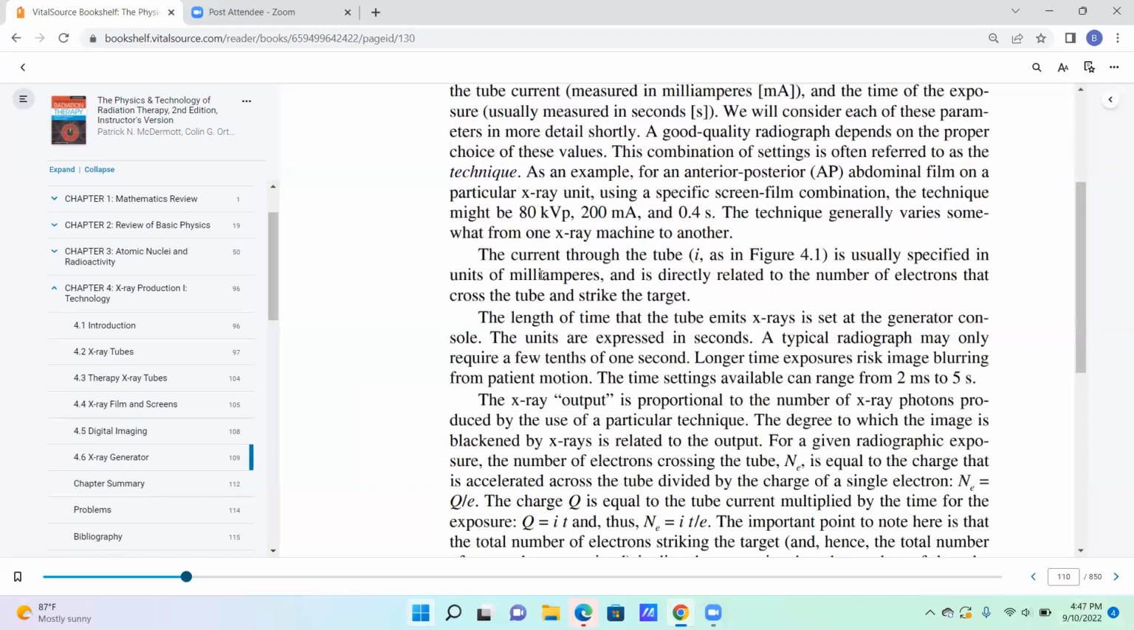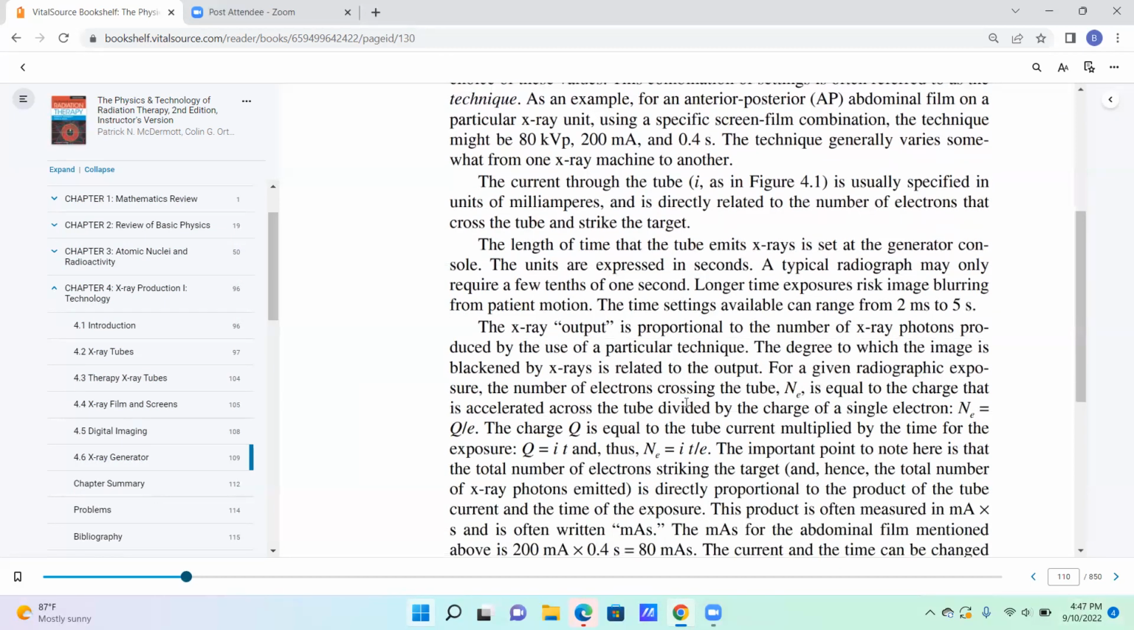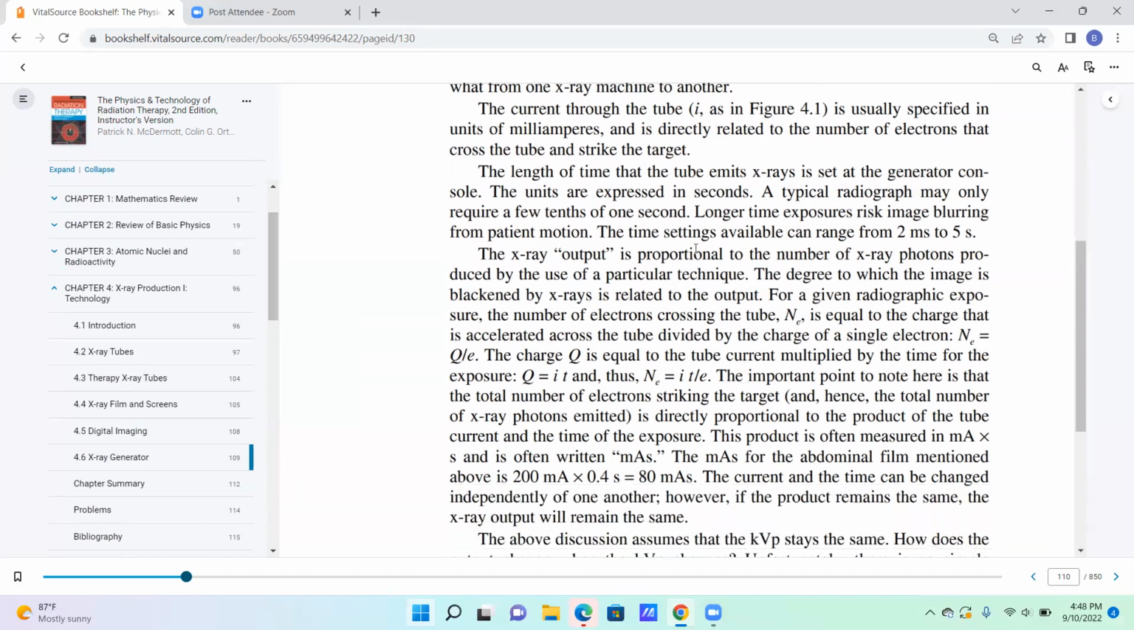The current through the tube is expressed in units of milliamperes and is directly related to the number of electrons across the tube. The length of time that the tube emits X-rays is set at the generator console. The units are expressed in seconds. A typical radiograph might require a few tenths of 1 second. Longer time exposures risk blurring from patient motion. So the output is proportional to the number of X-ray photons produced. The degree to which the image is blackened by the X-ray is related to the output.